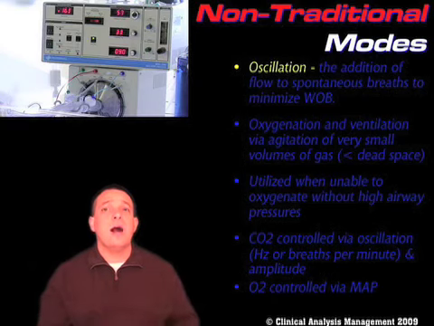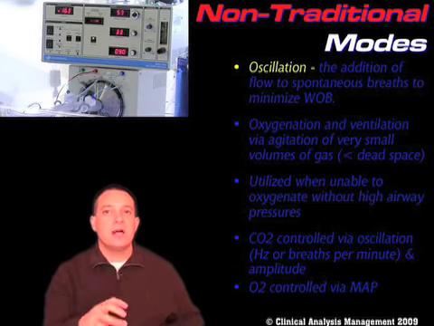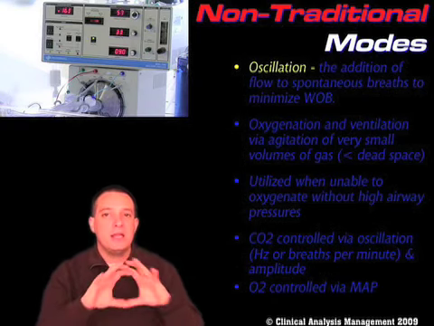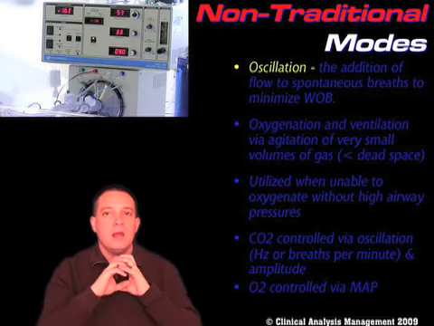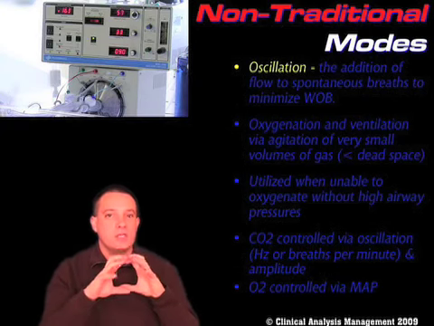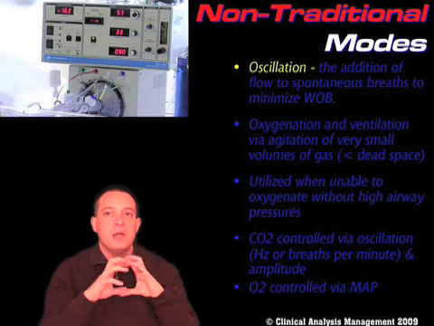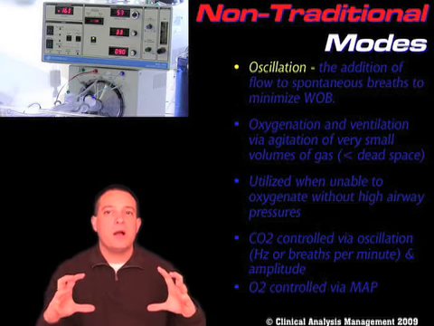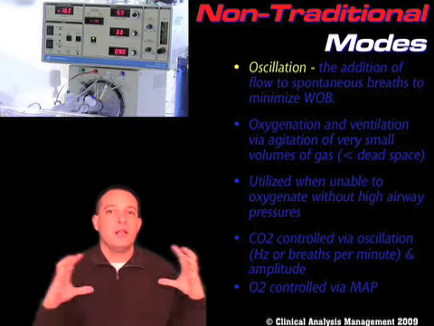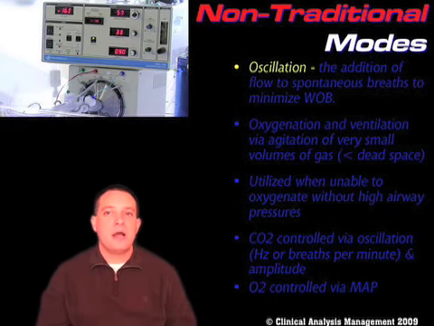Now, when we control the oxygen, we actually control the oxygen with the FiO2 and with the mean airway pressure. And the oscillator is designed so that it always maintains a pressure in the lungs. And that mean airway pressure, just like with all of our other modes of ventilation, the higher the mean airway pressure, the better we oxygenate. The lower the mean airway pressure, the less we oxygenate. So that's really how an oscillator works.